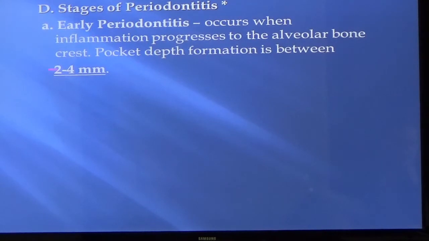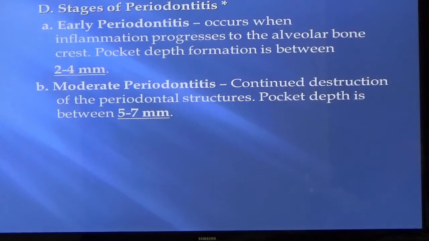After we clean, we'll probably get that pocket to go down maybe a millimeter or so, and hopefully control the bleeding. If they've lost bone, the bone you will not regenerate. Once you lose bone, that bone will not regenerate.